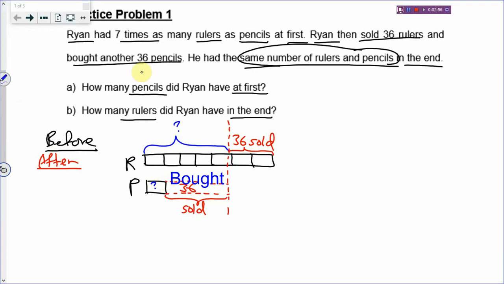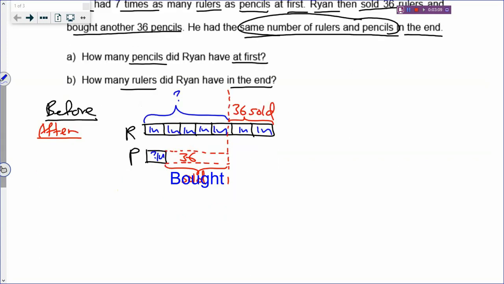So how do you use the model to solve? You can see that all the boxes are called 1 unit, so every box you can call 1 unit each. And then what do you do next? You look at the model and find the difference between the rulers and the pencils. You can see that this is the difference. How many more rulers than pencils at first? Which is 36 plus 36. That will give you 72. So you have 72 more rulers than pencils at first.